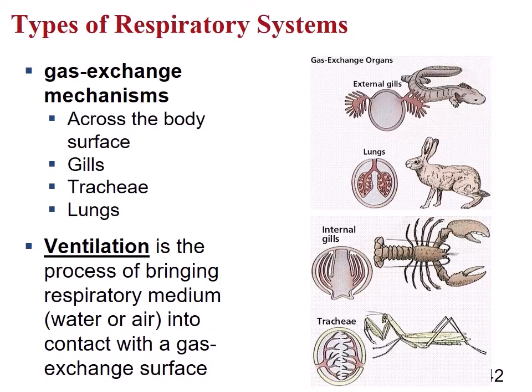So we have different gas exchange mechanisms depending on what kind of critter we are. Gas exchange can happen across the surface of an organism's body. It can happen across gills. It can happen through tracheae or through lungs like we have. And ventilation is the process of bringing the respiratory medium, which is either going to be water or air, into contact with those gas exchange surfaces.